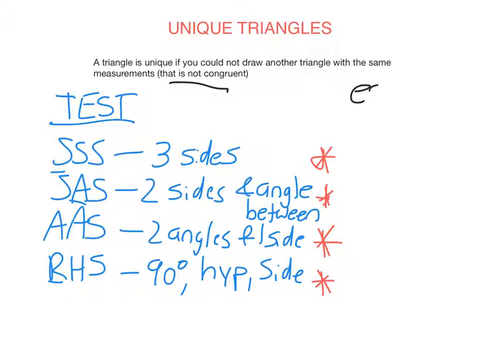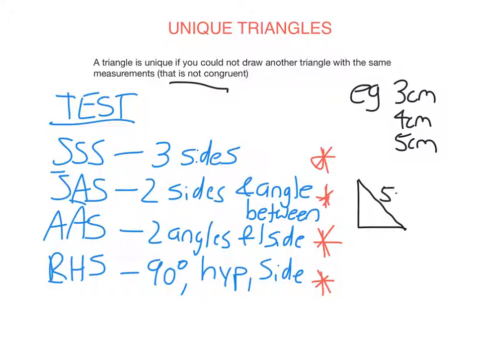So for example, if I told you that I wanted to draw a triangle that has side lengths 3 centimeters, 4 centimeters, and 5 centimeters, of course I can draw that. It would look a bit like this. It actually turns out to be a right angled triangle. So 5 centimeters is the longest side, and so on. It would look like this.